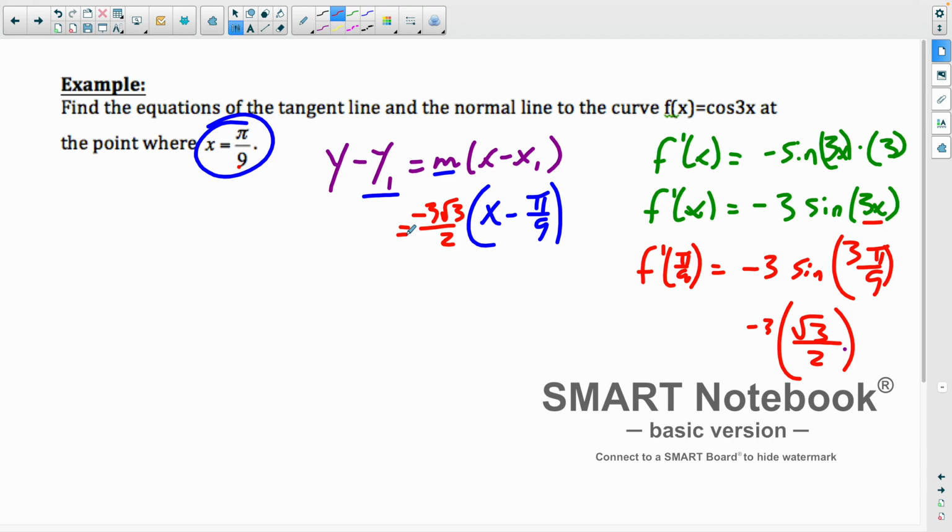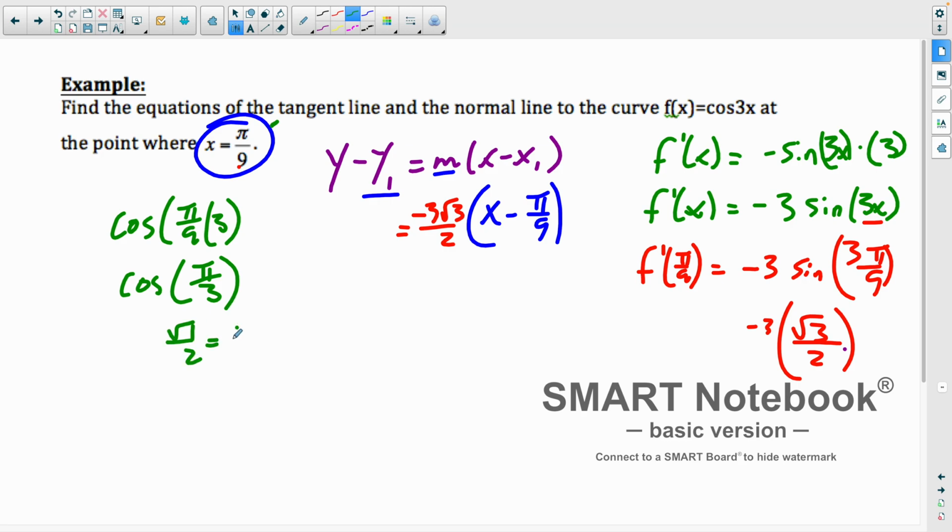The other thing I want to do is take this pi over 9 and plug it into the original. If I plug it into the original, that gives me the y value. So cosine of pi over 9 times 3. Again, it gets me cosine of pi over 3. That is an angle I know. So I'll put 60 on my finger again. I'm looking for cosine. I get 1/2. So y minus 1/2. So I've got that set up. That is the equation for my tangent line.